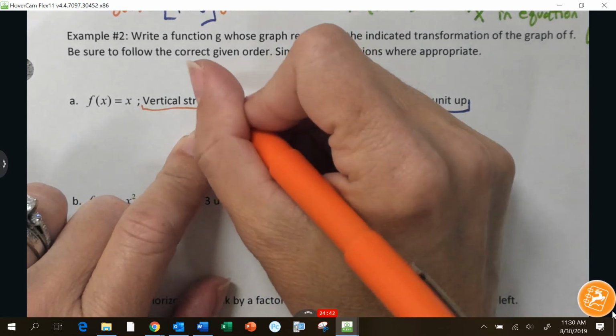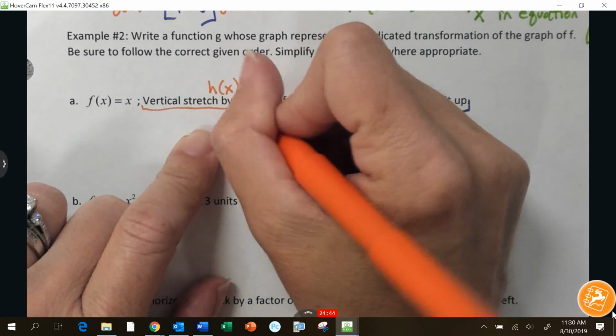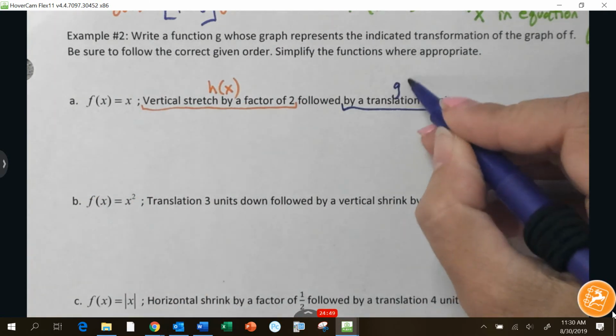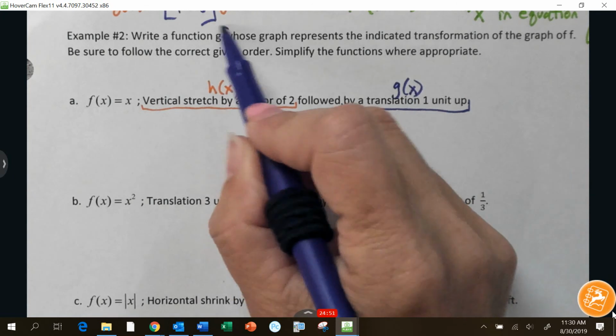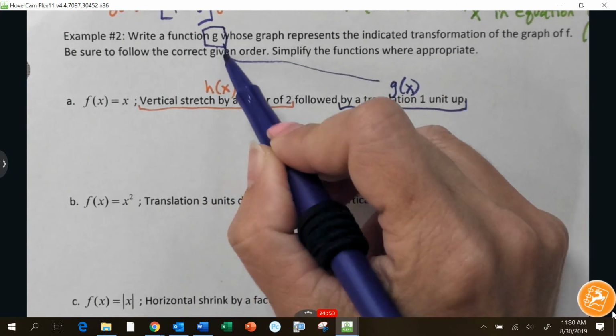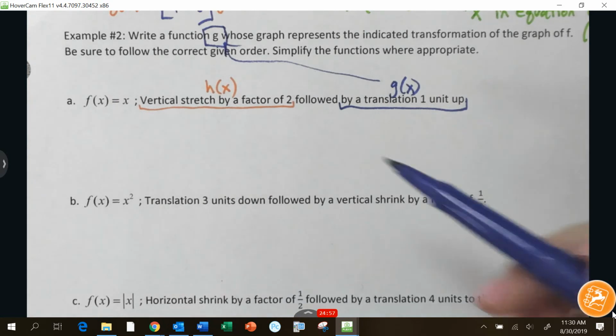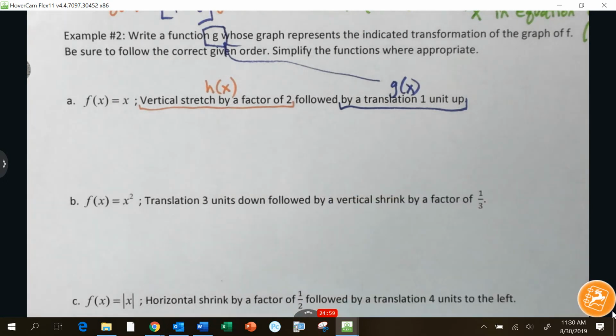So I'm going to name this first half the h of x equation. The second one I'm naming g of x. The reason I'm naming it g of x is because the directions say to name it g, which means g of x. So it's telling me to call it g. The h of x, this orange one, is not in the directions. I'm just using it as organization.